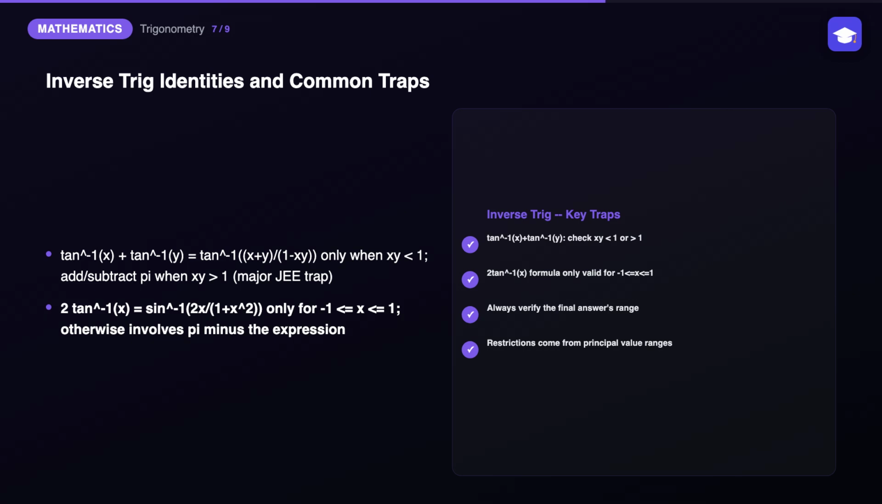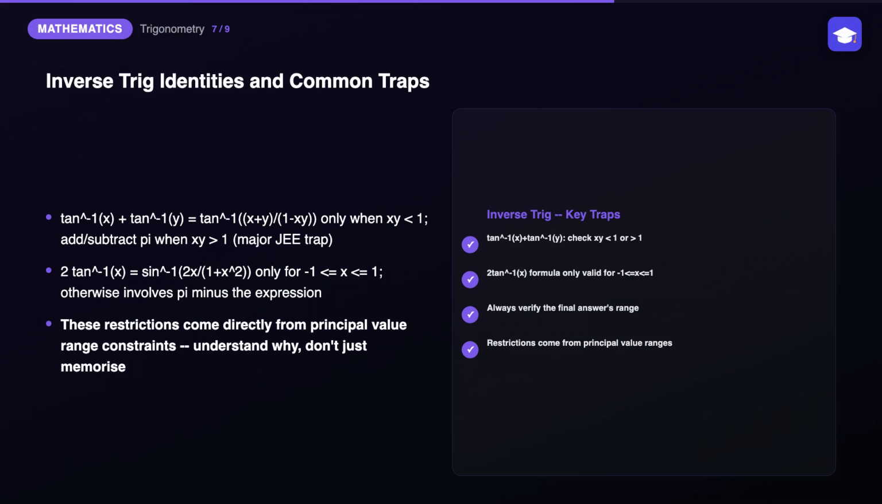Similarly, the formula 2 tan inverse x equals sin inverse of 2x/(1 plus x squared) only holds directly and correctly for x between -1 and 1 inclusive. Outside that specific restricted range, the correct relationship instead involves pi minus that same expression.